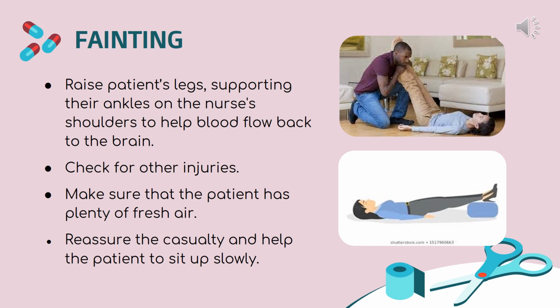Third, make sure that the patient has plenty of fresh air. The patient must not be crowded by a group of people. So for example, if your patient fainted in the middle of the street, then there are a crowd of onlookers, you must tell them to back away from the patient so that the patient has fresh air. And if indoors, then the nurse must request assistance from someone to open a window.